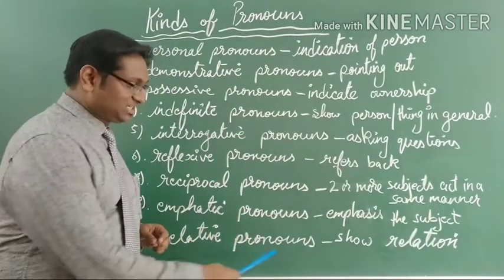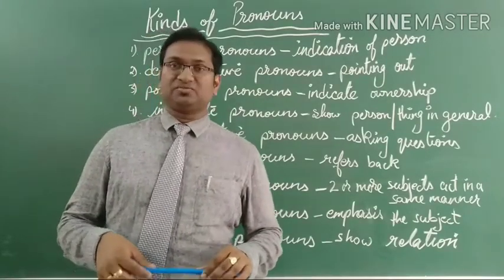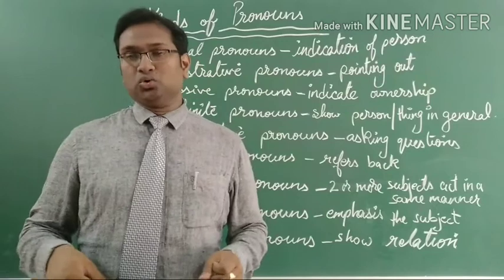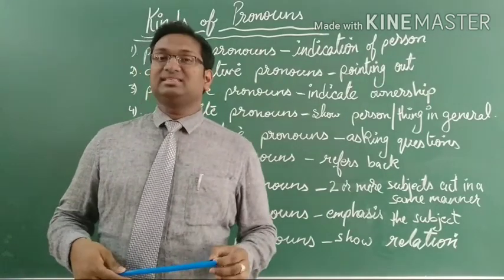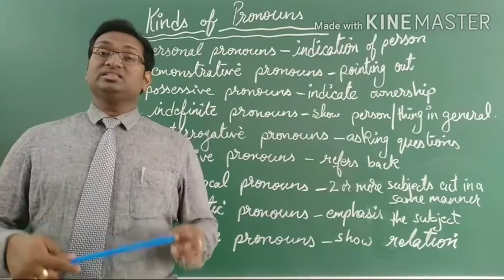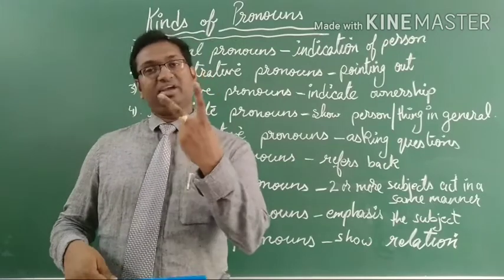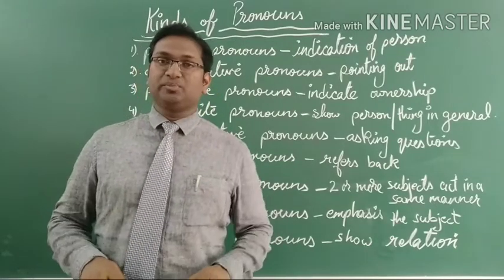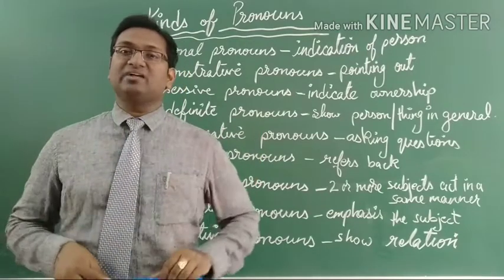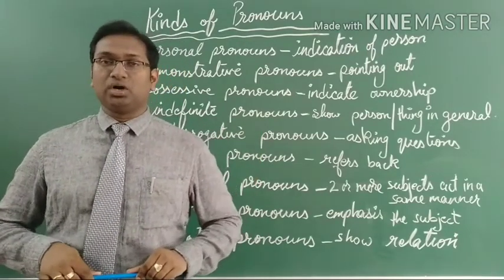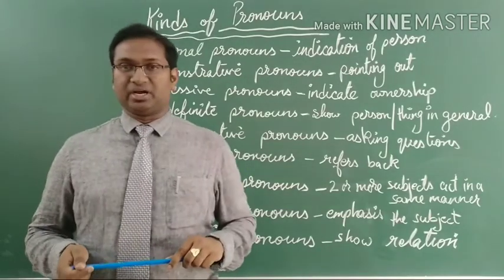Last is relative pronouns. These are those pronouns which show relations. For example, who, whom, what, which, whose, that. Let's see the example. This is the book which I lost. Now over here we have two sentences: this is the book, and second, I bought. These two sentences I have joined by using the word which. So which over here is your relative pronoun.